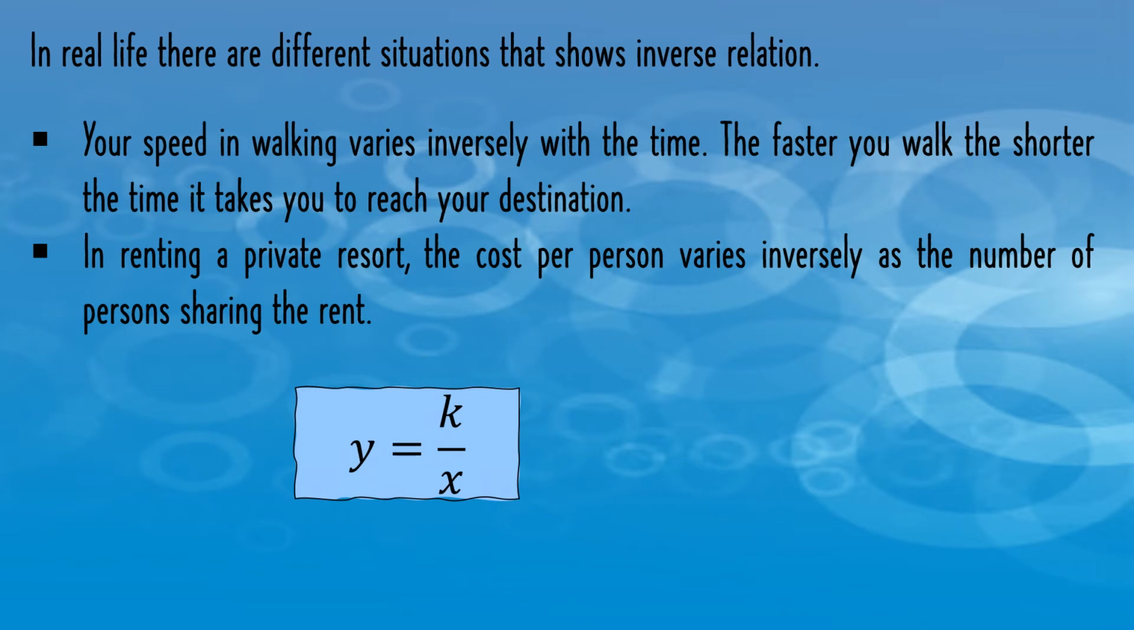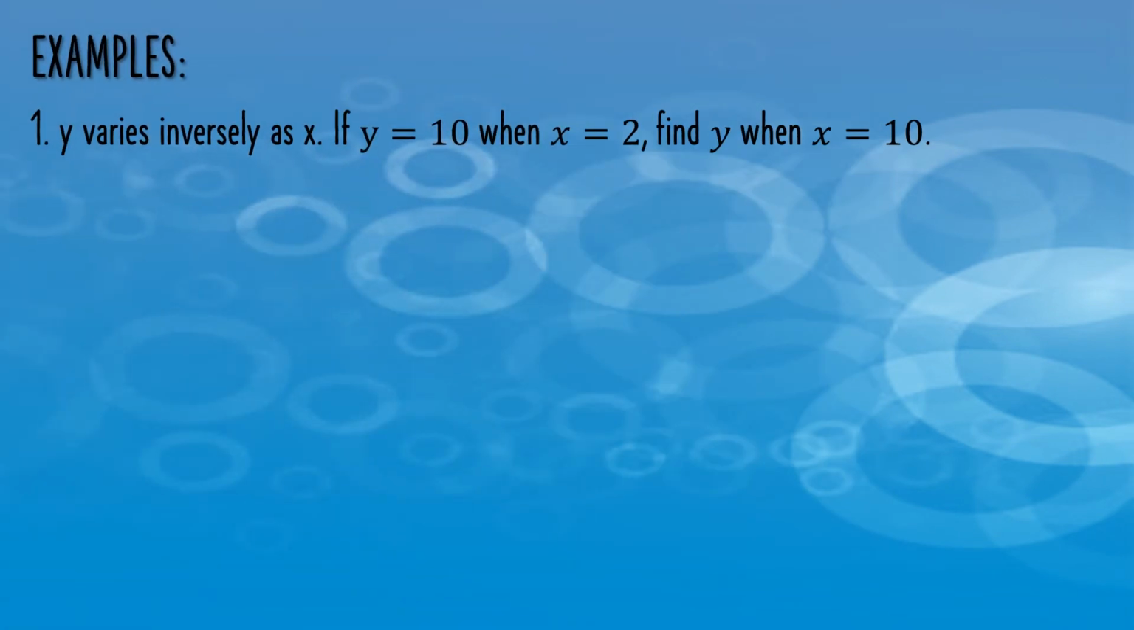So the formula for the inverse variation is y equals k over x, or k is equal to xy, or xy equals k, sorry. So let's now have the example for the inverse variation. Number 1, y varies inversely as x if y is equal to 10 and x is equal to 2. Find y when x is equal to 10.